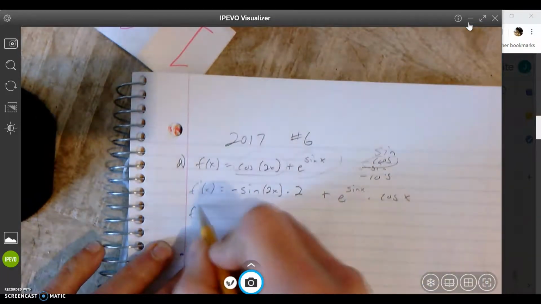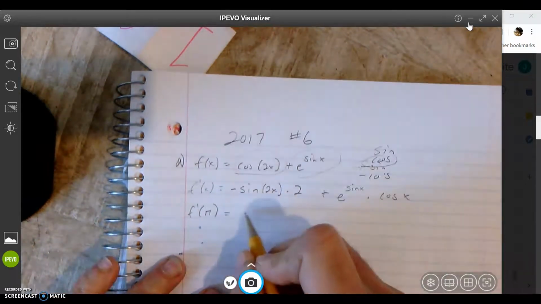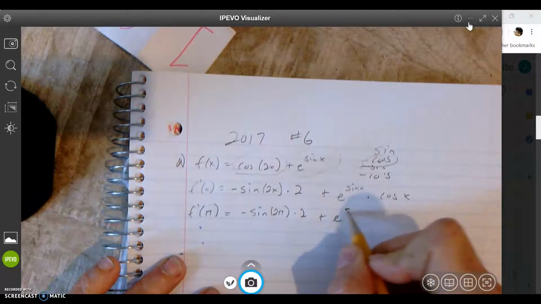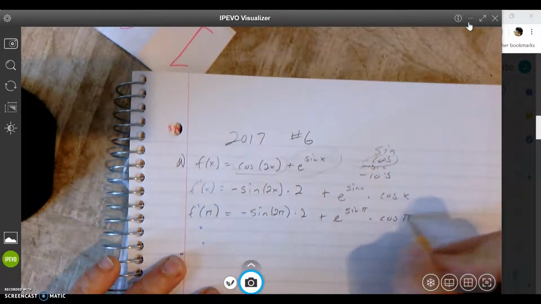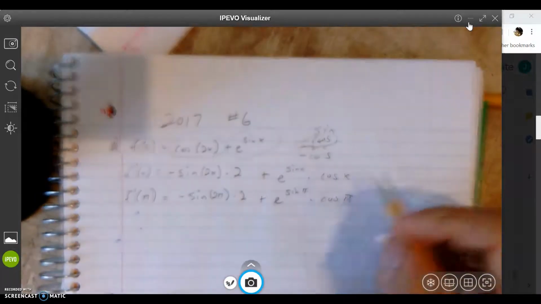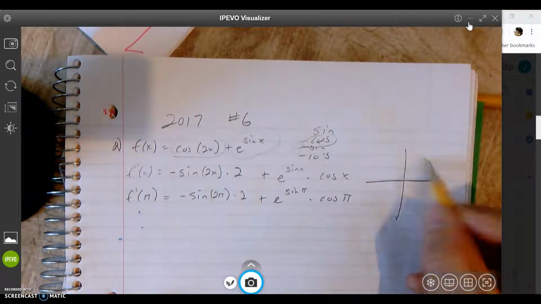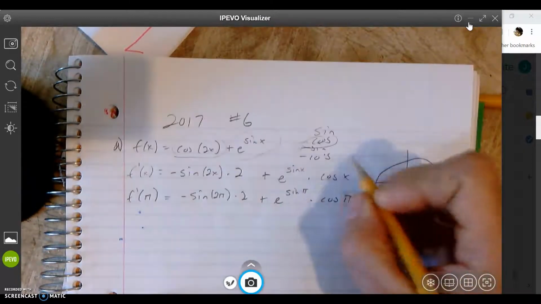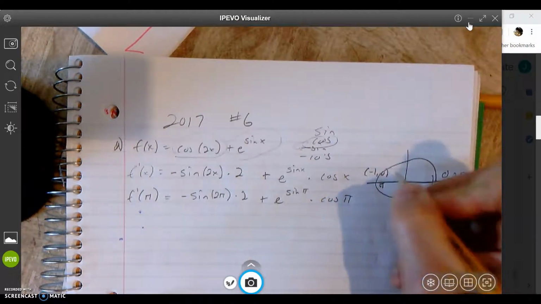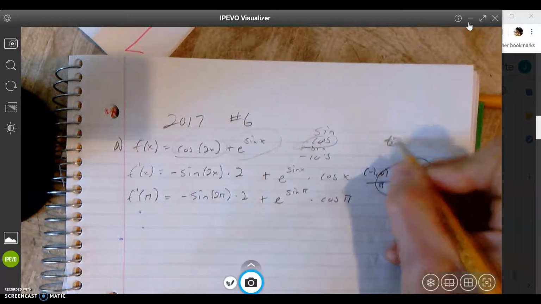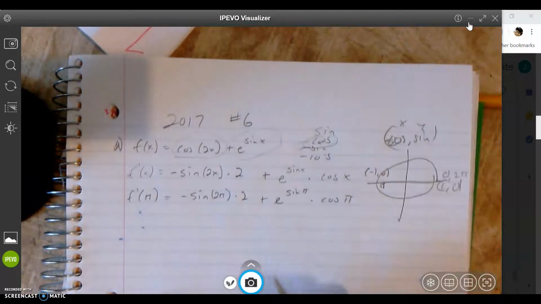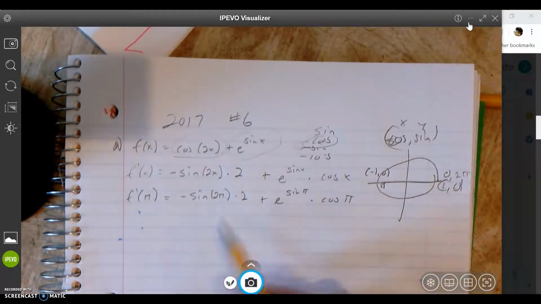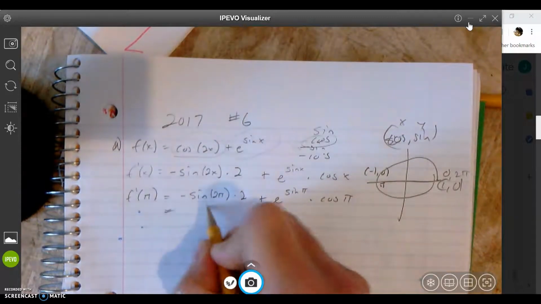Cool. All right, so now I got to plug in pi, so f prime of pi equals negative sine 2 pi times 2 plus e to the sine of pi times cosine of pi. Let's remember our unit circle. Here is 0 or 2 pi, and this is the point 1, 0. And at pi over here, this point is negative 1, 0. Cosine is the x and sine is the y. So sine of 2 pi would be the y coordinate here, so that would be 0. So this whole thing is 0.